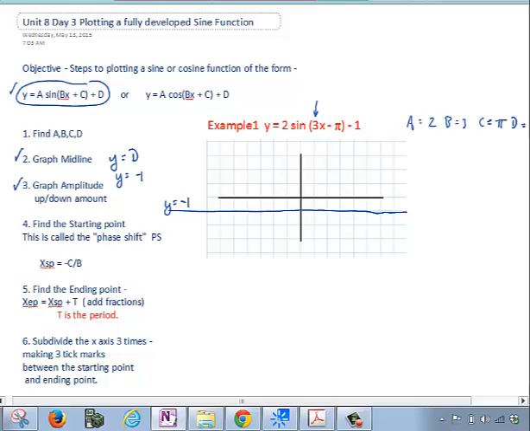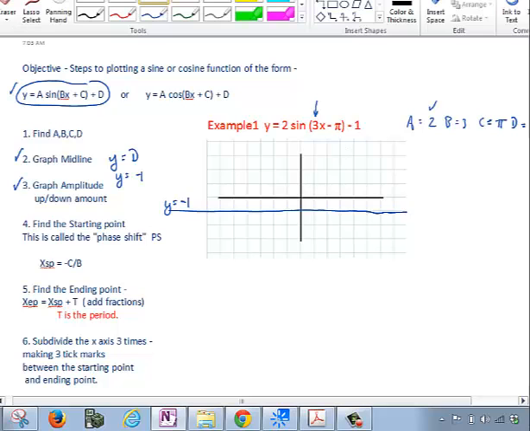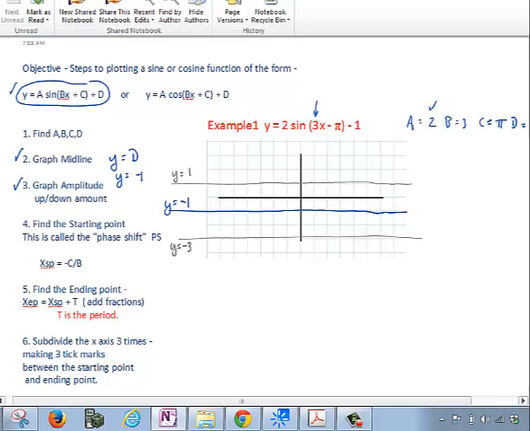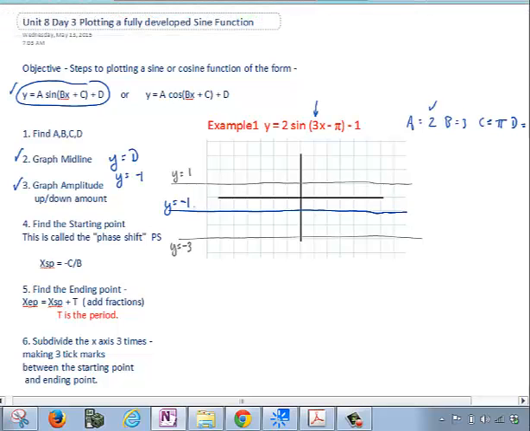The next part is to graph the amplitude, the up and down amount, and the amplitude is 2. So I'm going to graph just a construction grade line, very light, 2 units above and 2 units below, just to help me notice where the sine function is trapped between. That's going to be at y equals 1, going up 2 from the midline, and y equals negative 3. And I'm going to write on the blue line, just so that we know that this is the midline. Midline means the middle of the function.